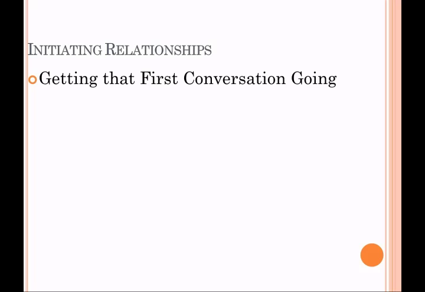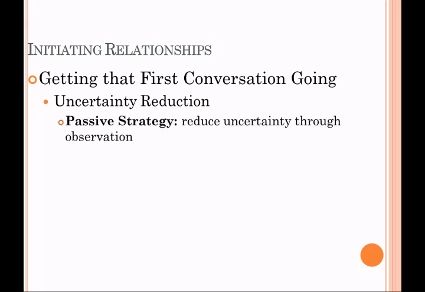Moving forward here, how do we get that first conversation going? So you're being nonverbally immediate, you are thinking about talking to that person to try to find out more information about them. Well, here's some ways that you can do that. And your book talks about uncertainty reduction theory, or URT. And there's three specific strategies that people use to reduce their uncertainty or find out more information about a person. Here's the first strategy. This is a passive strategy. And with the passive strategy, we reduce uncertainty through observation. So there's no communication going on. You're just watching. You're just observing this person, thinking about what they're doing.